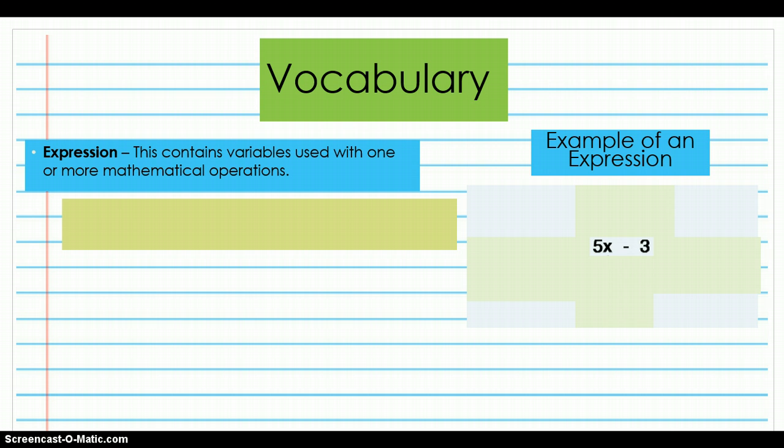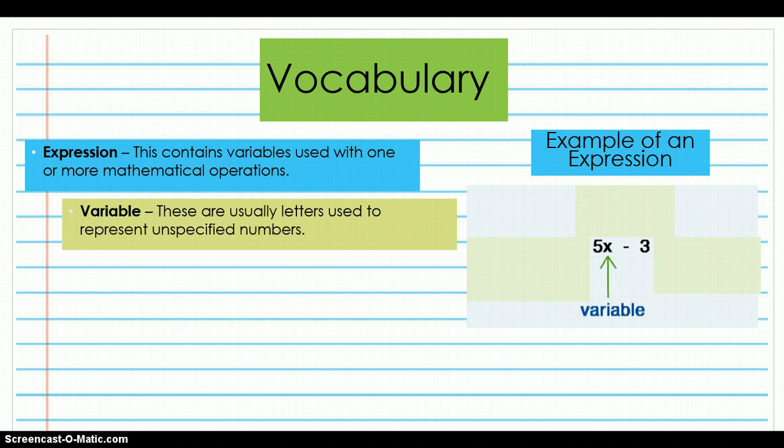It contains variables. And variables are usually letters used to represent unspecified numbers or unknown quantities. In our example, our variable happens to be x. The reason it's called the variable is because it can represent anything. It could represent money, it could represent temperature. If you think about money, the amount of money you have now and the amount of money you will have in a week varies. It can change. So because of it, we call it a variable.